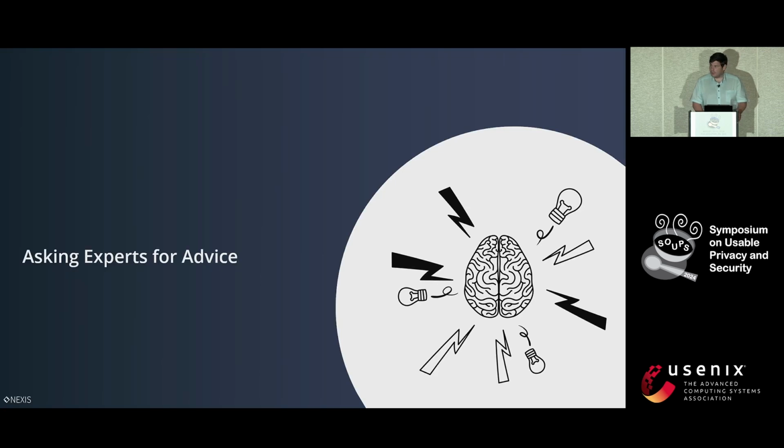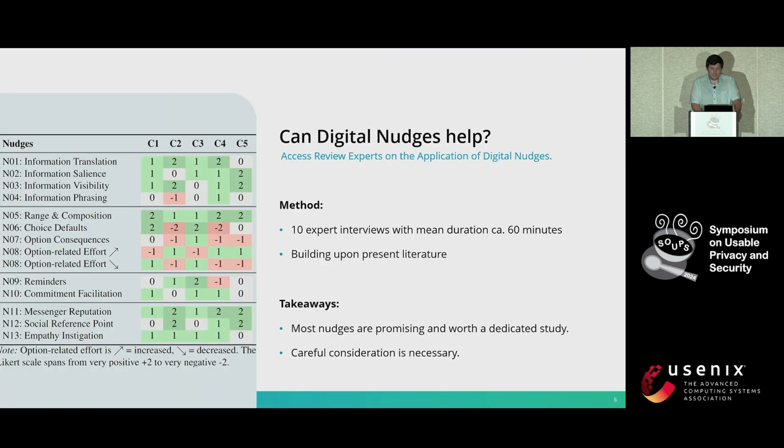So that's the access review problem and its challenges. We asked our experts to reflect on which digital nudges could help during an access review. For that, we asked them about 13 digital nudges. We took them from the taxonomy of Jesse and Jannach, and then we asked them about the 5 challenges I presented before, to reflect on each nudge and each challenge, giving us a rating based on a 5-point Likert scale.